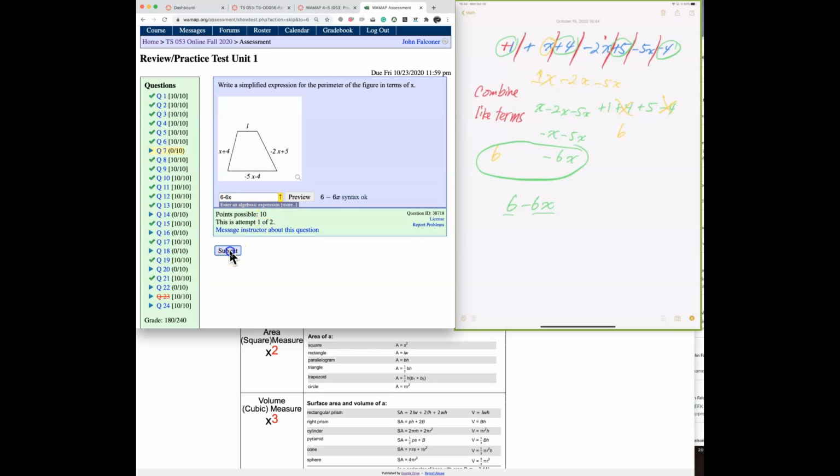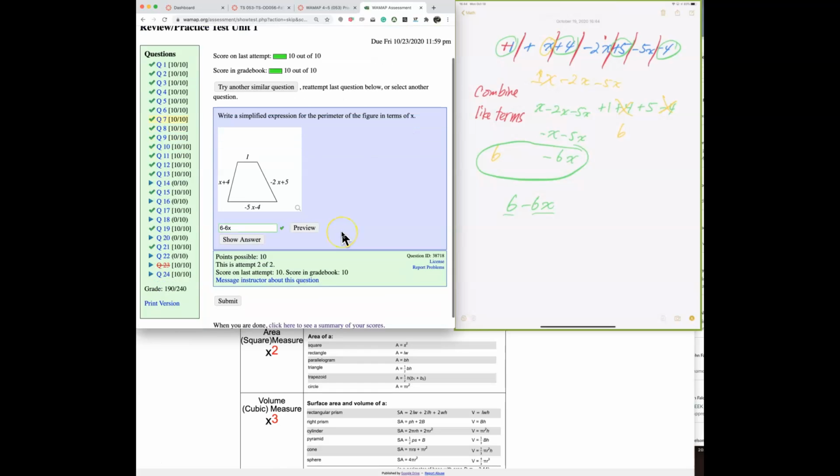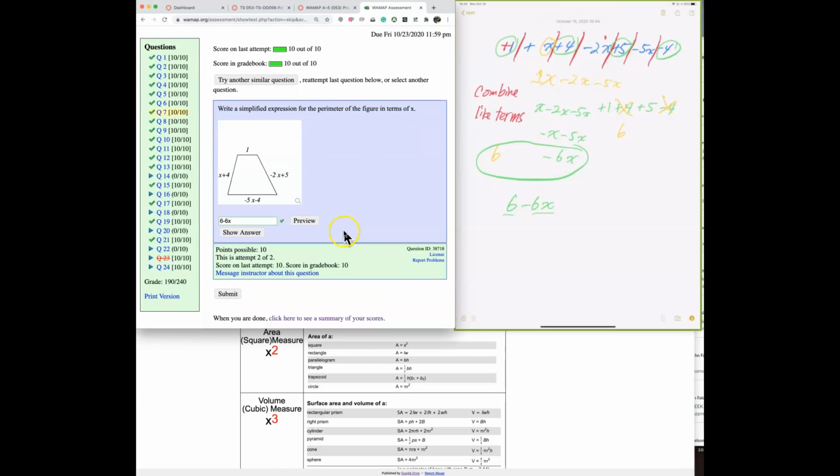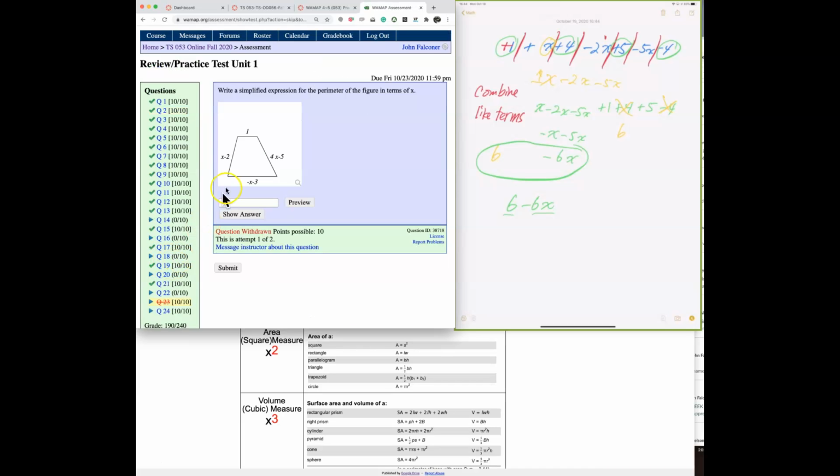Syntax okay? All right, let's submit it. Okay, awesome. So don't be afraid of that problem. There is another one here. I tried to get rid of it, but there it is. And it's 1x minus 2, 4x minus 5, and negative x minus 3. So very similar. You can try it on your own and just combine the like terms.